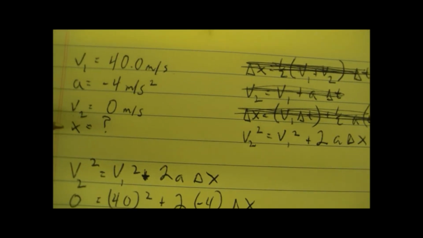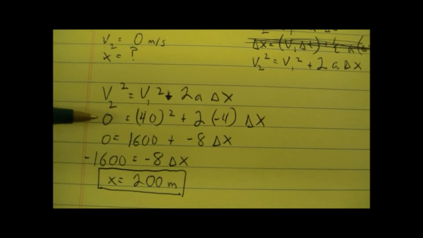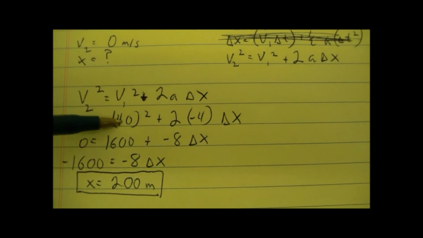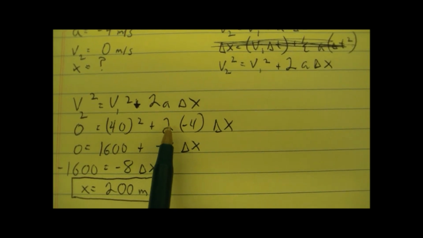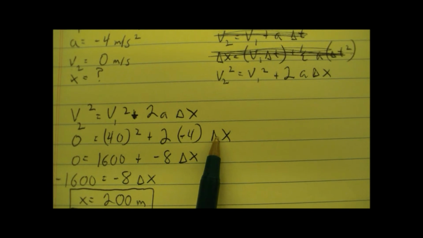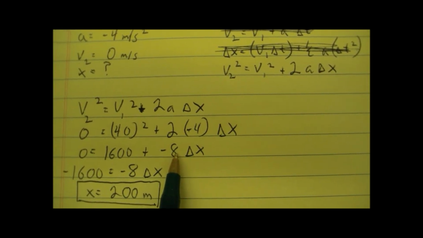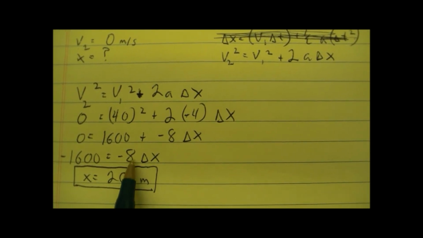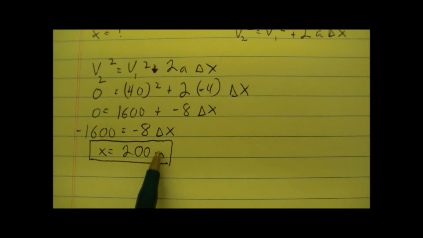So I've listed everything that's needed. I put the formula that I'm using, and then I fill in everything. The final velocity is 0. The initial velocity is 40 squared plus 2 times a -4 for the acceleration, and this is our unknown. So this is squared, this is multiplied together. Bring this over here, it becomes negative, negative. The two negatives cancel. 8 divided into 1,600. You get a distance of 200 meters.